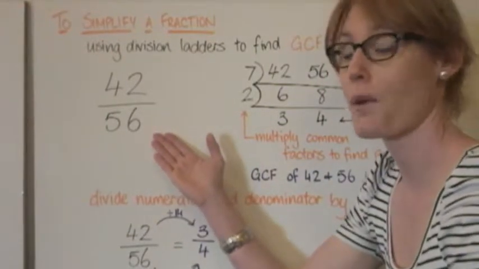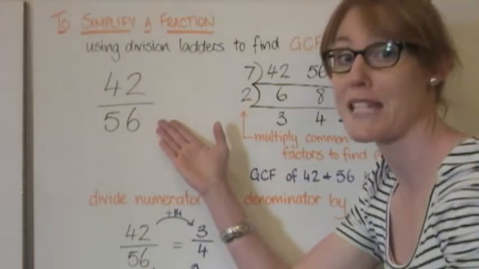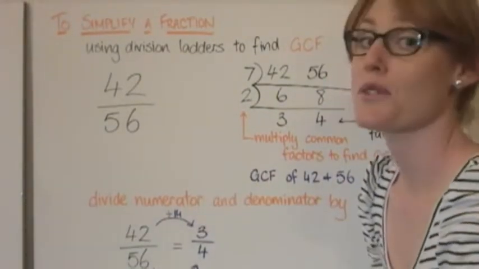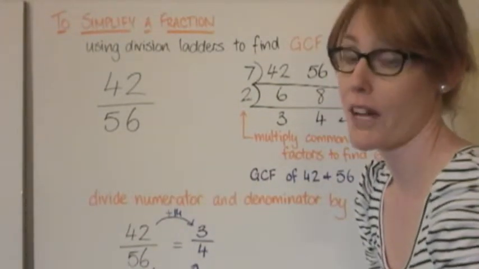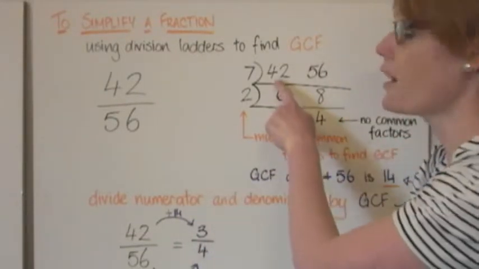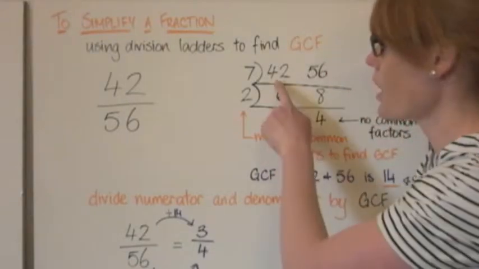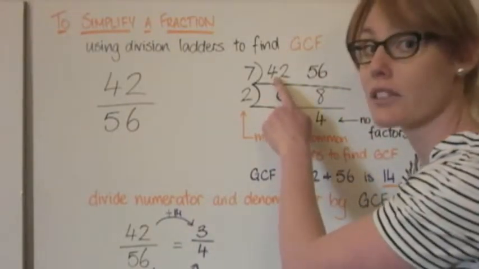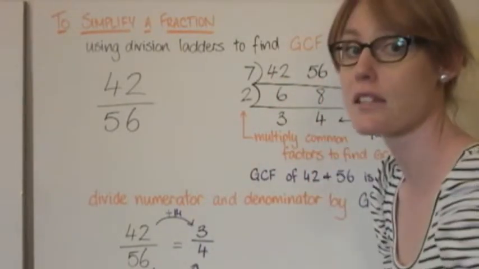So if we started out with a fraction of 42/56, we could use a division ladder to find the greatest common factor of our numerator and denominator. So over here, I've begun a division ladder. I'm looking to find the greatest common factor of 42 and 56.